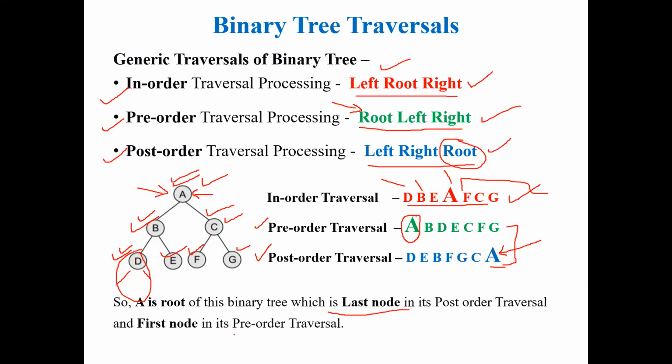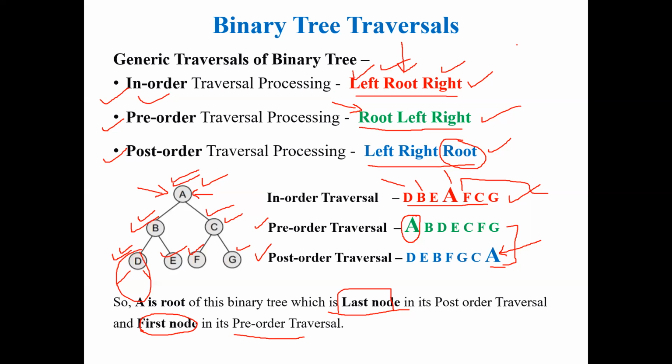And in the case of the pre-order traversal, the first node is the root node. So this is how we can identify from pre-order and post-order traversal which one is the root node. And if I look at the in-order traversal, if we know the root node, I can identify its left part and its right part.